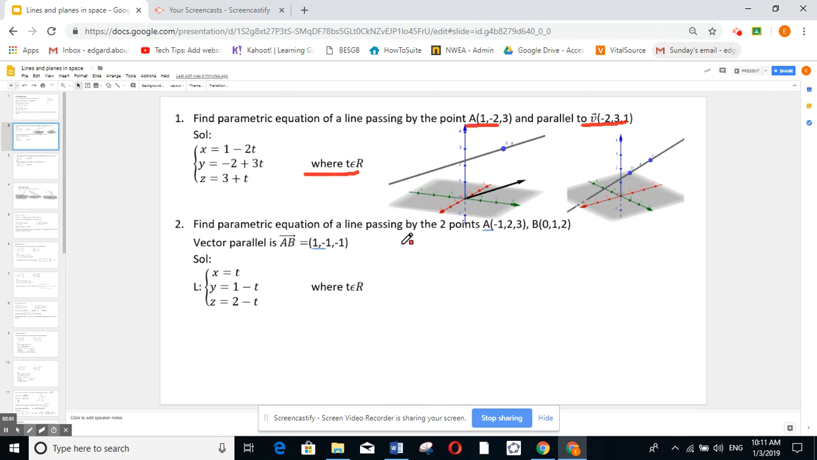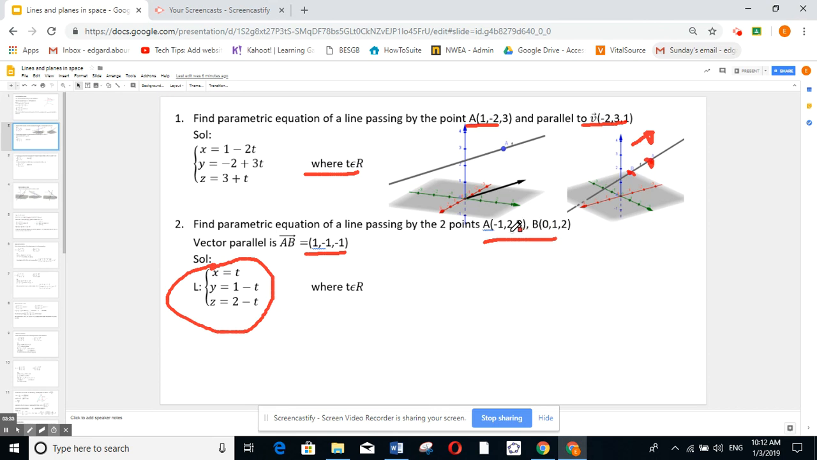Number 2, find the parametric equation of a line passing through 2 points. Because 2 points are given, I can find the direction vector of the line. The direction vector is nothing other than AB. If you have a vector AB, you can have infinitely many equivalent vectors, parallel and in the same direction, so I can use vector AB. The components will be 0 plus 1, 1 minus 2 is minus 1, 2 minus 3 is minus 1. And concerning a particular point, you can pick either point A or point B. Both will lead to the same answer. So I'm going to use B.